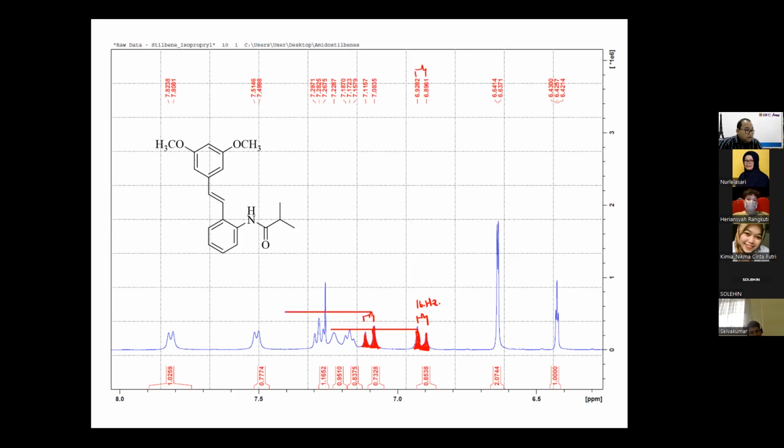Okay, if we have this one, 7.1157 minus 7.0835 times 500, it's 16 hertz also. Okay, so this is the information that we have. So this is the trans. These two are a trans coupling.